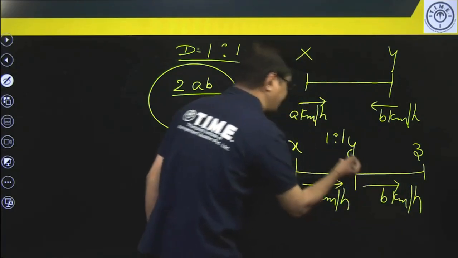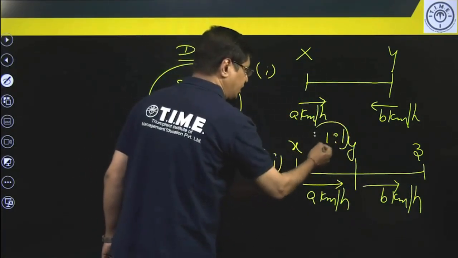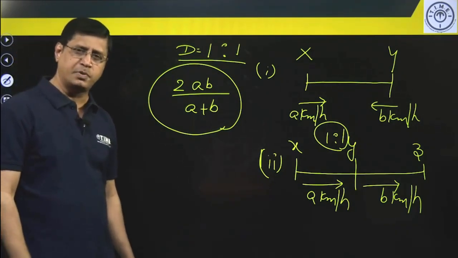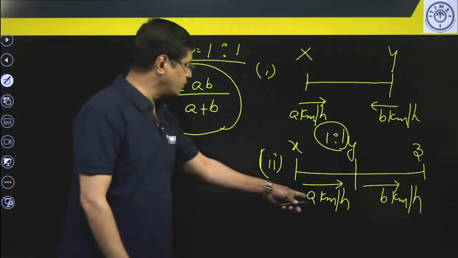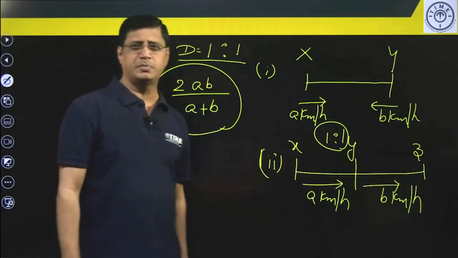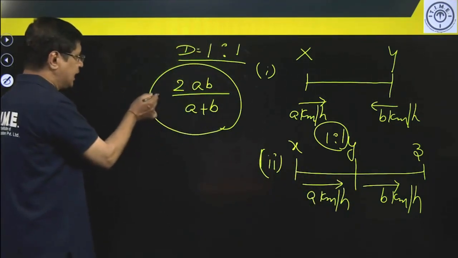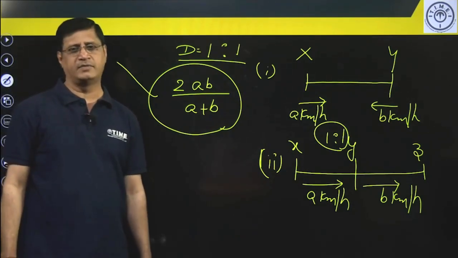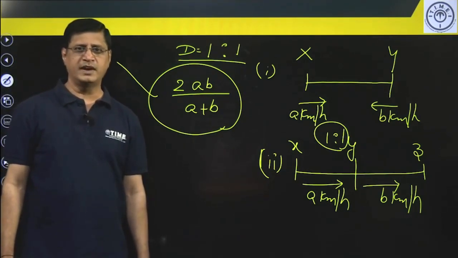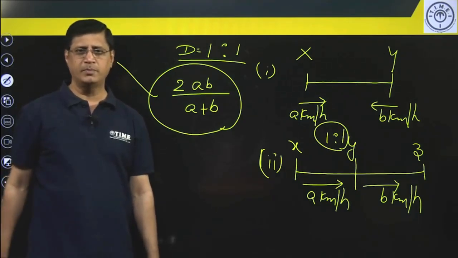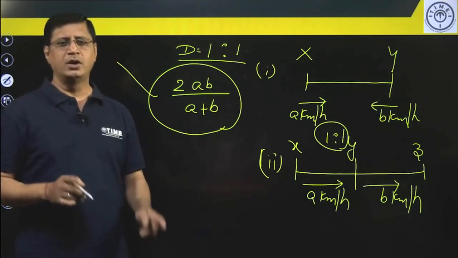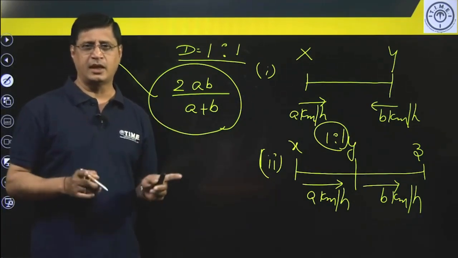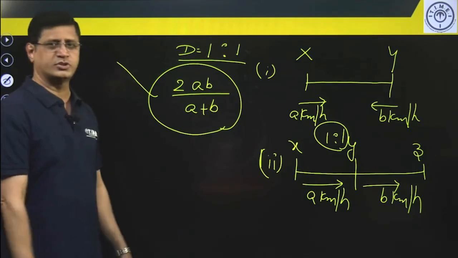Dear students, here again the distances are equal. The two distances are covered with two different speeds. The first half is covered with a kilometer per hour, the second half with b kilometer per hour. Then what is the average speed? Means 2 into product of the speeds by sum of the speeds. We can find average speed by using the same formula. Remember only one point: whenever the distances are equal, whenever the distances are the same, 1:1, you can apply this logic.